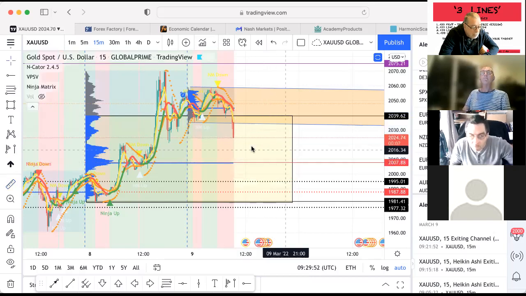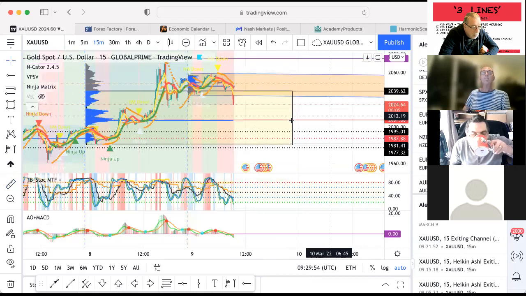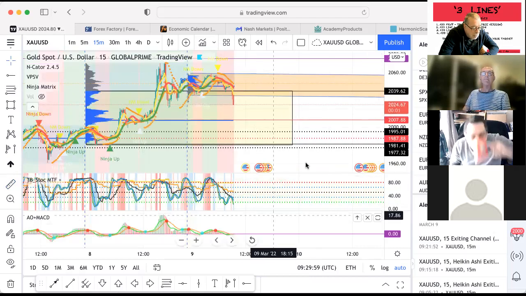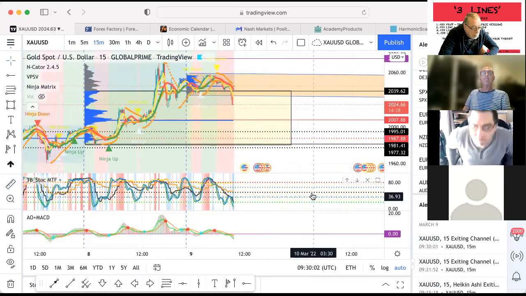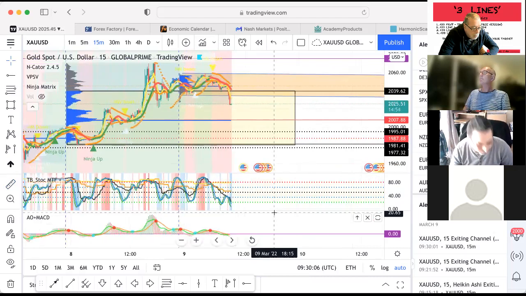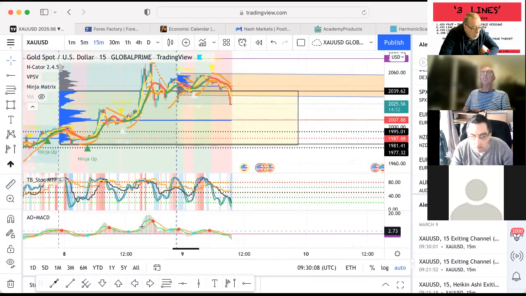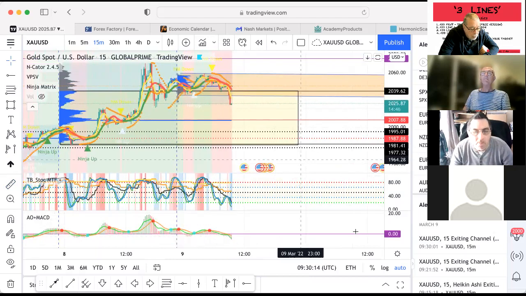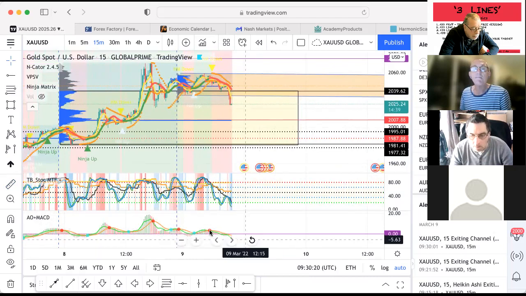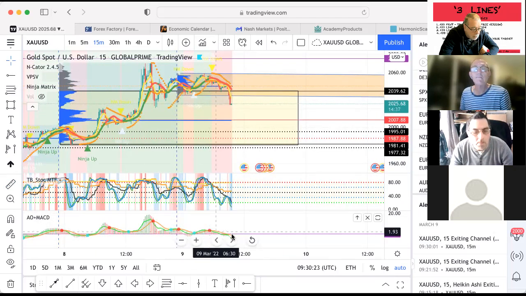So I would be tempted to get in on that trade. I'm just looking at other confirmations. The AO MACD is below. I've got the 0 line on the AO MACD as sort of a visual. It's actually below, so it's indicating a sell. The last dot was a red dot indicating a sell.